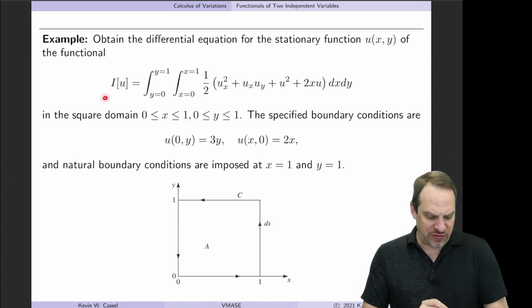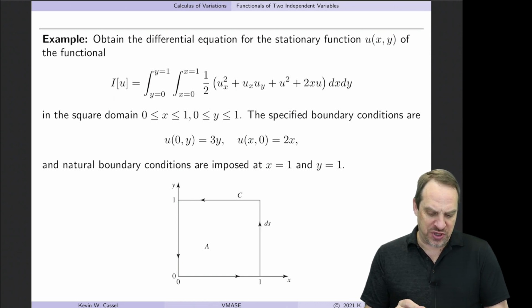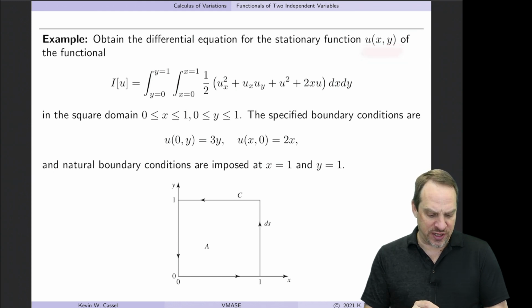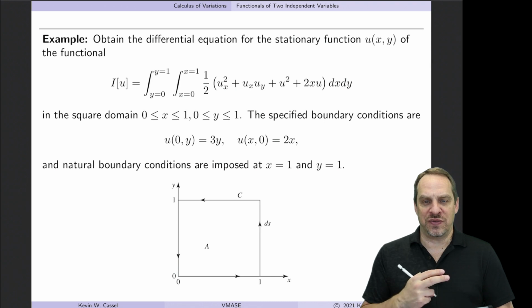So you can see here we have our functional I of a single dependent variable u, but now that dependent variable is a function of both x and y. So it's a double integral over x and y, dx dy, and the integrand is 1/2 times the square of partial u partial x plus partial u partial x times partial u partial y plus u squared plus 2 times x times u.